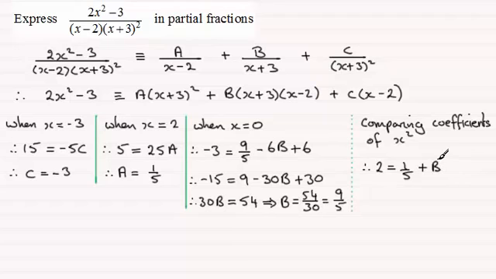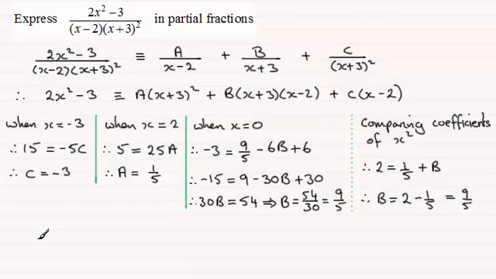So you can see that to get b, all I've got to do is b is going to be 2 minus 1/5. 2 minus 1/5 comes out at 9/5. A lot easier than working out, I feel, by this method.